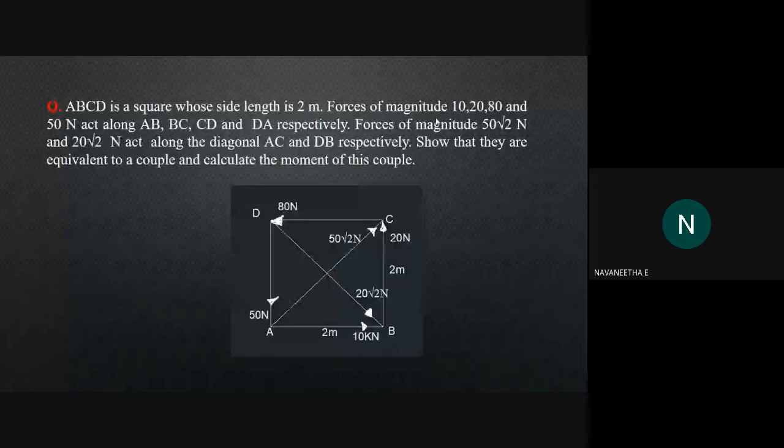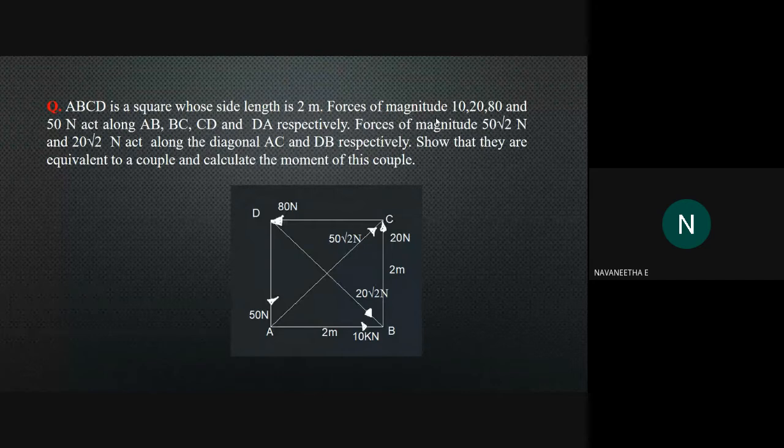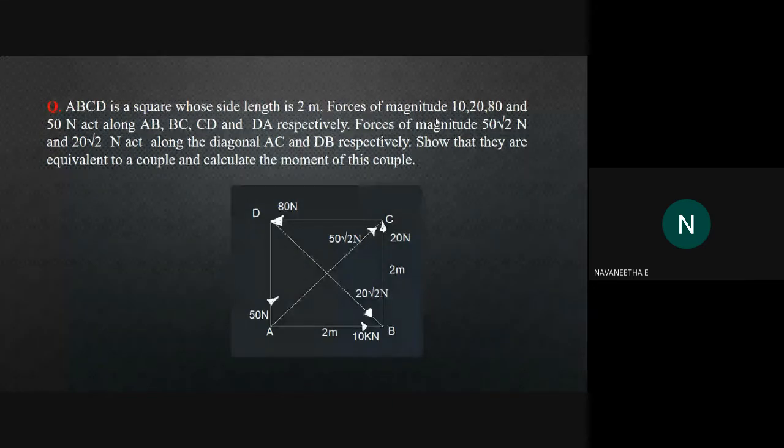So just draw the figure. First of all, draw a square ABCD and mark all forces acting along the side of the square. Here 20 Newton. The unit of all forces is Newton, right? This is not 10 kilonewton, it is 10 Newton, okay?